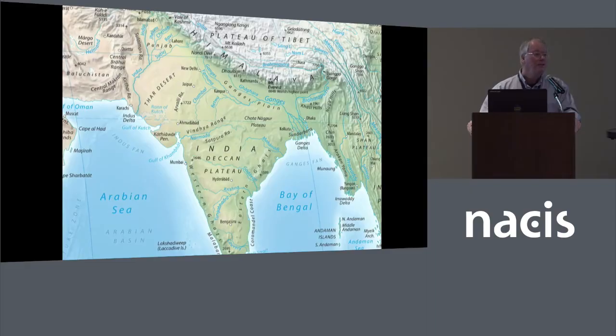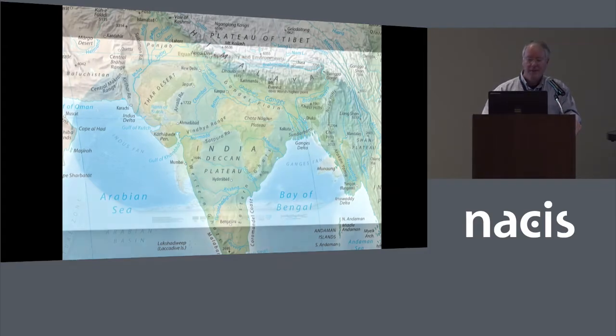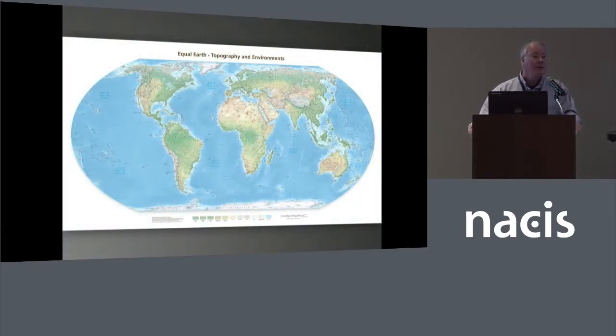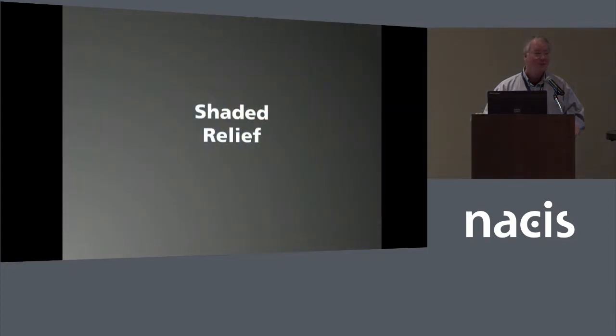Moving along, here's India and the Himalaya. The Himalaya looks suitably high on the map. And here's the map in its entirety. It's clean, minimalistic, and in the Equal Earth projection, which I highly approve of. So what I'm going to do this morning is talk about some of the components that went into making this map, and I'm going to start off with the most important component of any physical map: shaded relief. You could have guessed this one, right?